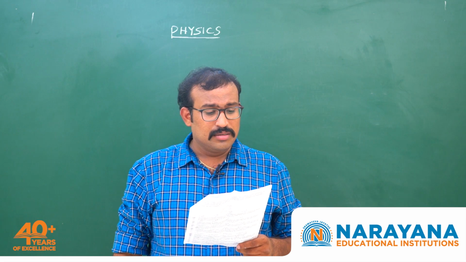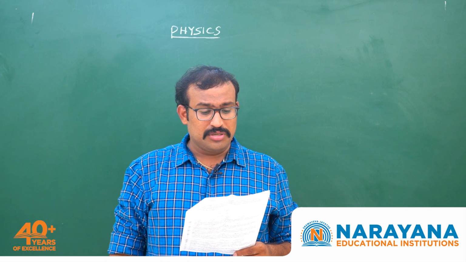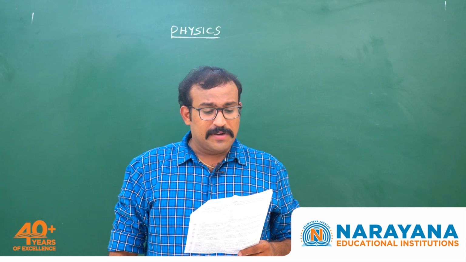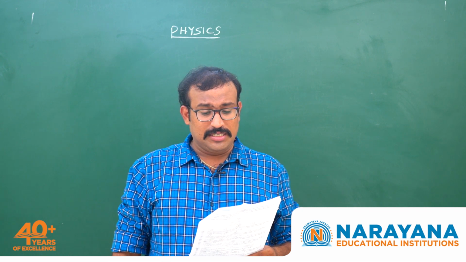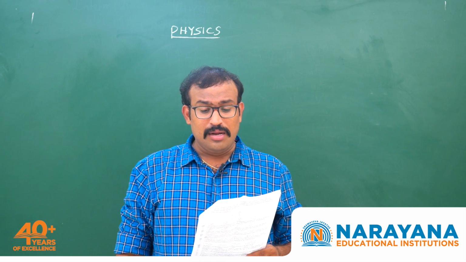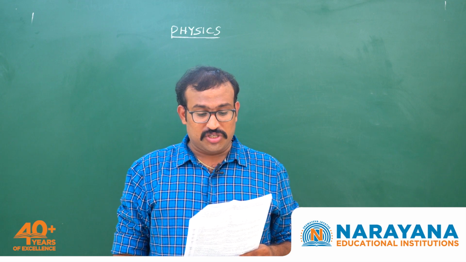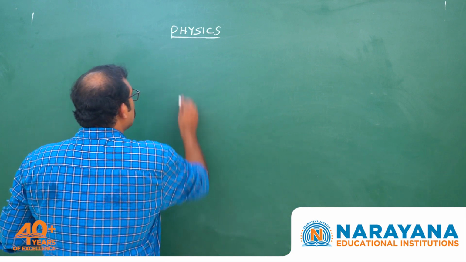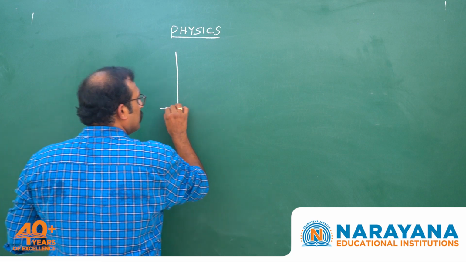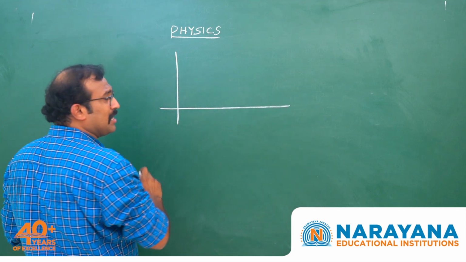Let us discuss the detailed solution of the 12th question. A projectile is fired at an angle of 45 degrees with the horizontal. The elevation angle of the projectile at its highest point as seen from the point of projection is? Let us draw a diagram to solve this problem conveniently.